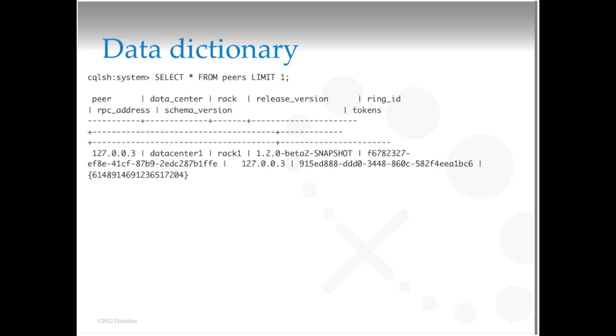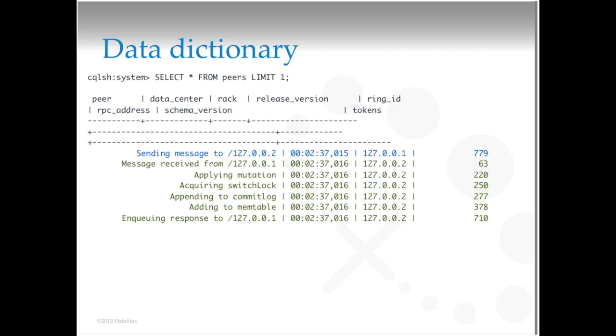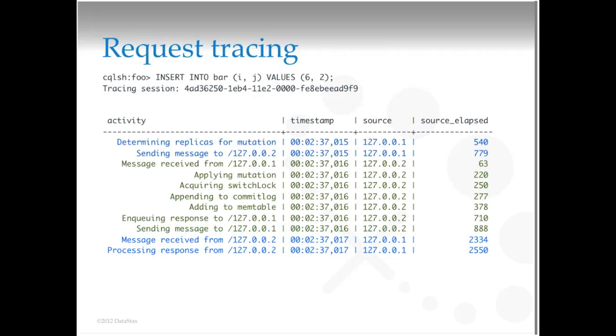Lastly, I wanted to cover more of a troubleshooting feature that we've added for 1.2 that's well integrated into CQL, but it's also available over Thrift, which is request tracing. What this does is, in CQL shell, you can say tracing on, and then Cassandra will collect tracing data for each query that you do from that session until you turn it off or disconnect.